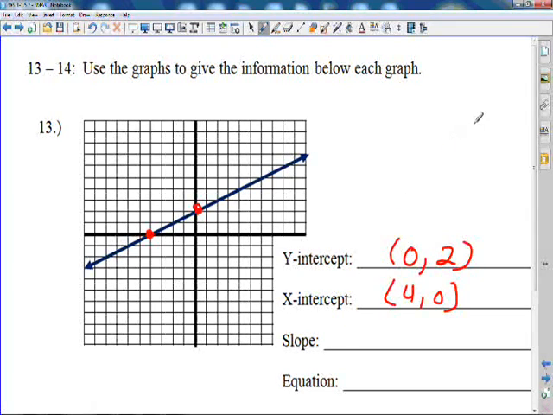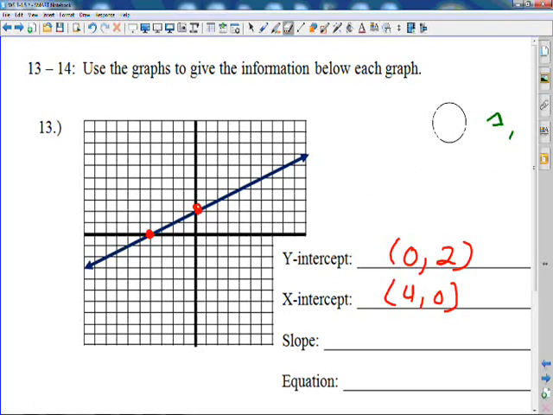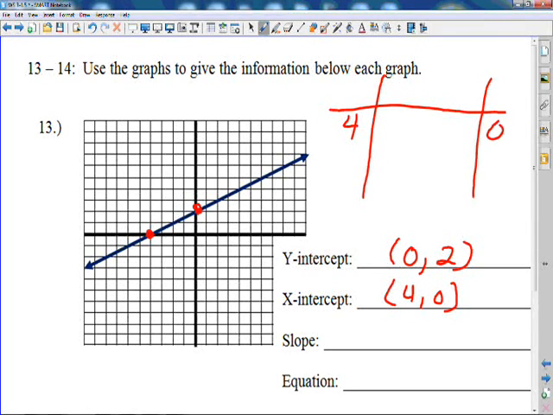Now, the slope. Guys, you can do it on the graph or on a table. 0, 2 or 4, 0. Let me start with this. Delta y, the change in y is plus, wait, you know what? Let's do it this way. I can do it both ways, but I'm going to go through and show you. I'm going to write them in either order, but I'm going to start over here with this point right here, 4, 0, so I can match some things up. This point is 0, 2.